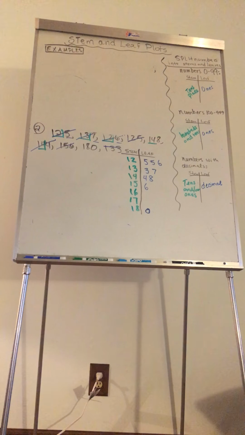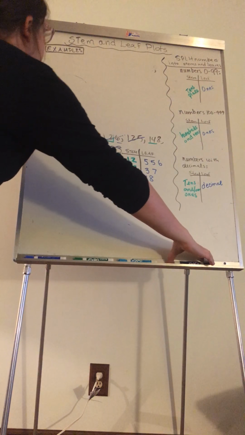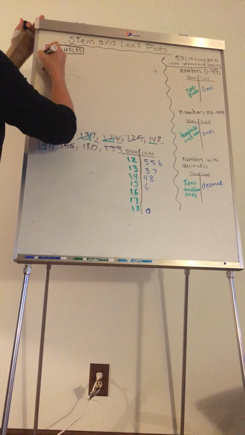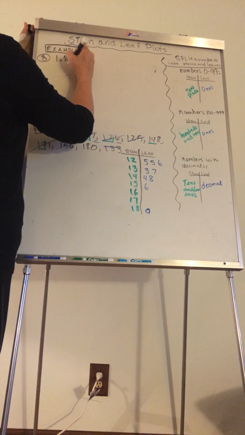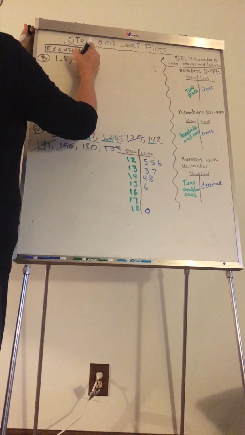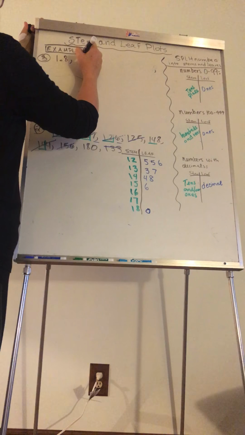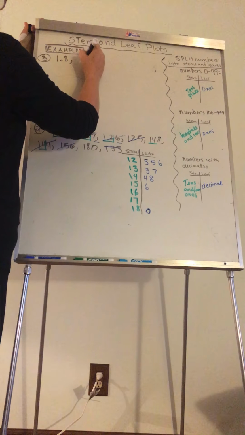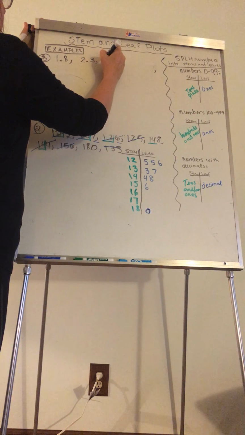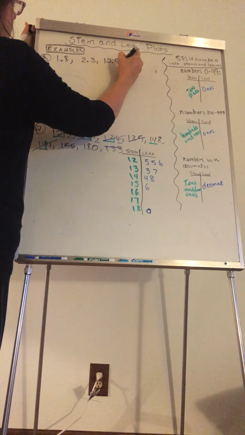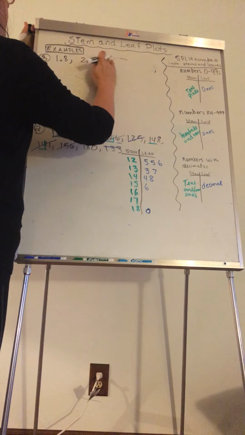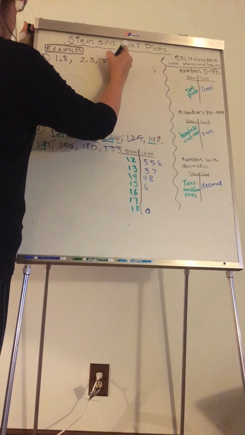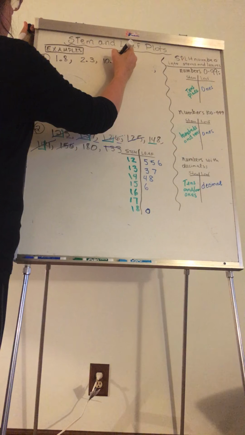So this is example number 3. Say I had 1.8, 2.3, 12.9. Actually, I don't want to do 12. Let's go back. Let's do 10.9.